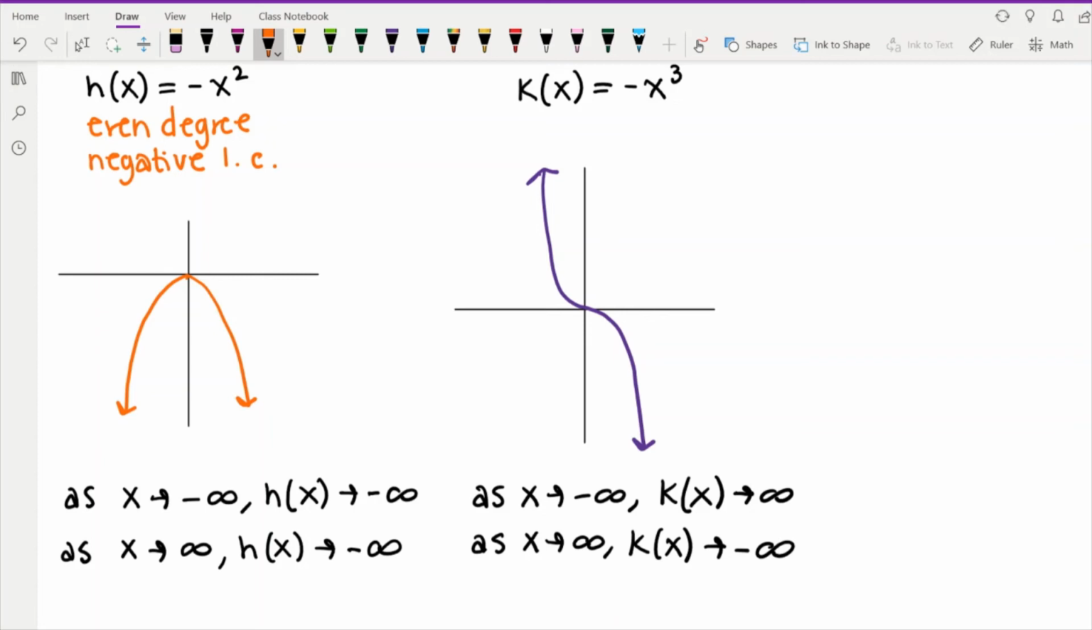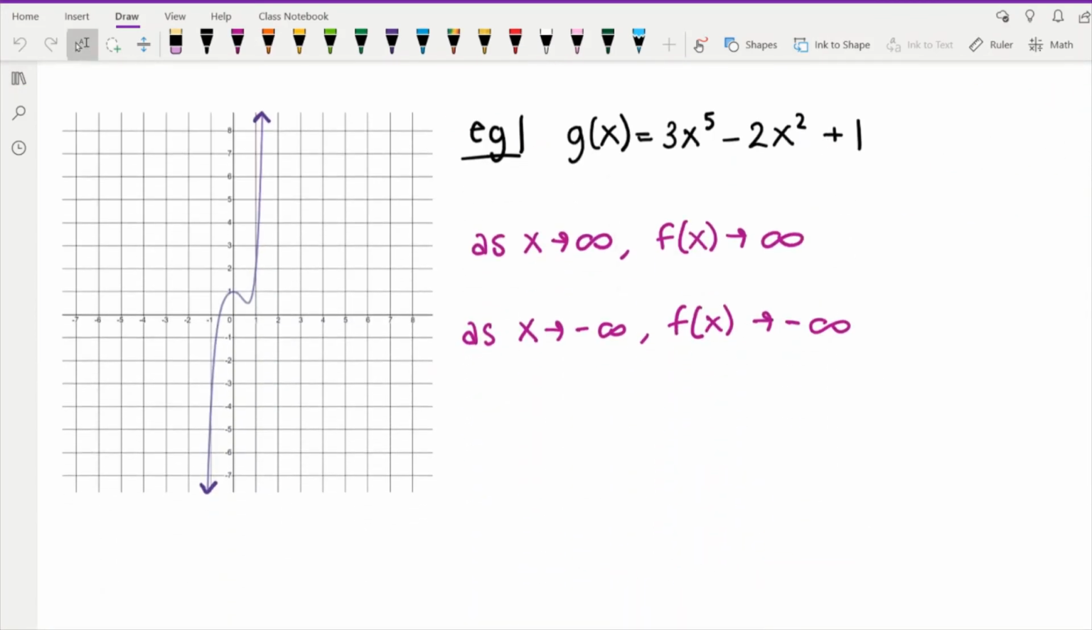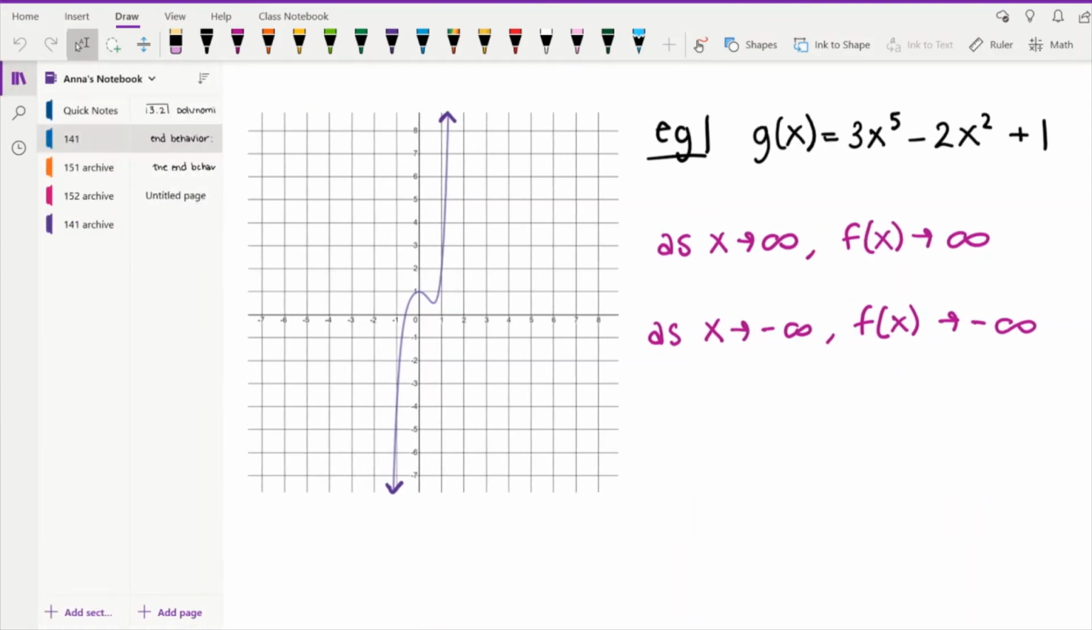So we'll write this down, but it turns out that actually any polynomial that has an even degree and a negative leading coefficient, I'm not saying it's going to look just like this, but it will have a very similar shape. It will point down on both ends. And then what about this one? Well, this one was 3x to the 5th minus 2x squared plus 1. This one looks most like the graph of x cubed, right? And so why is that? It's because we had an odd degree and a positive leading coefficient.